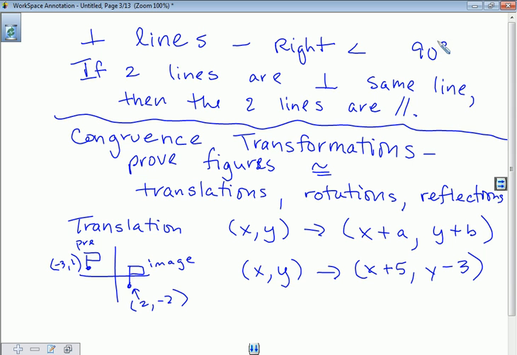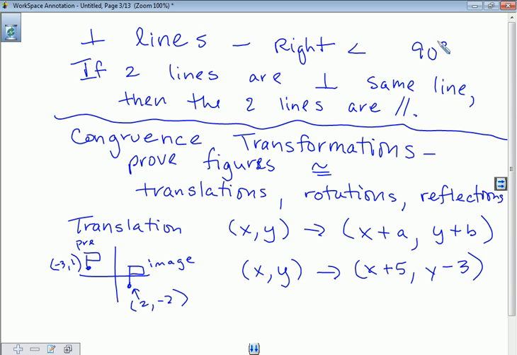And this is where we're trying to prove that two figures are congruent. And to prove that two figures are congruent, we can use three of the transformations we studied. There are rigid transformations. And our rigid transformations are translations, rotations, and reflections. Because those three don't change the size or the shape of the figure. So those three we can use to prove congruent figures.